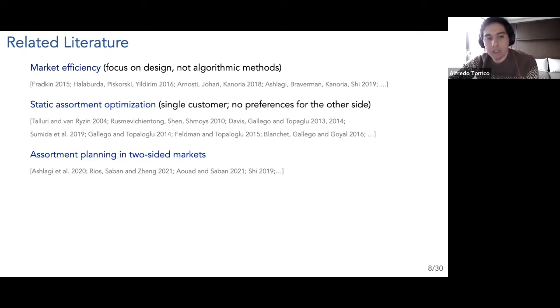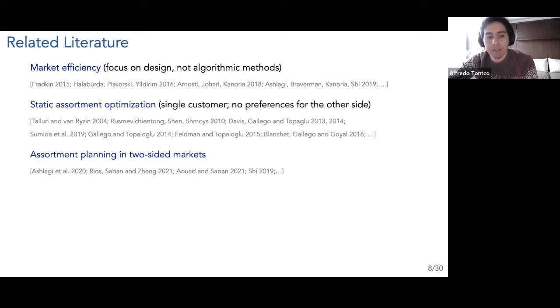The second line of research is assortment optimization in the static case. This problem corresponds to the following. There is a seller that wants to select a subset of items to show to a single customer, and the customer is assumed to have some probabilistic choice among these options that he or she sees. The problem is that it only considers one customer and doesn't consider the preferences of the other side. There's a long line of research related to this problem in terms of modeling the behavior of the customer and also some constraints on the menus of options.